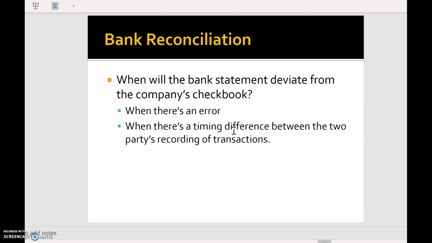The second one is that there may be a timing difference. For example, the firm deposits a check in the bank at the end of its accounting cycle, say December 31st. The bank doesn't receive the check until January the 1st. If that's the case, obviously the company is going to record a deposit, but the bank wouldn't have it until the next cycle starts. So when the firm gets the statement cutting off at December the 31st, it would have a different number from the firm's checkbook.